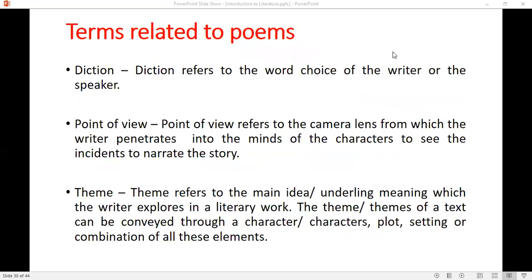First, terms related to poems. In this slide, you can see three terms: diction, point of view, and theme. Diction refers to the word choice of the writer or the speaker. If you take a poem, in that poem, diction refers to the word choice of the writer or the speaker.